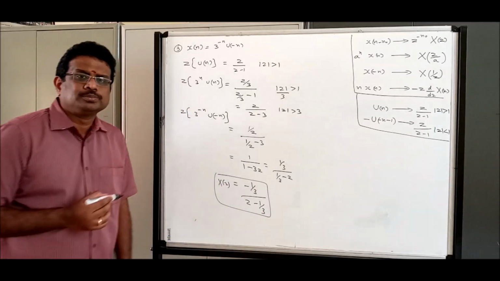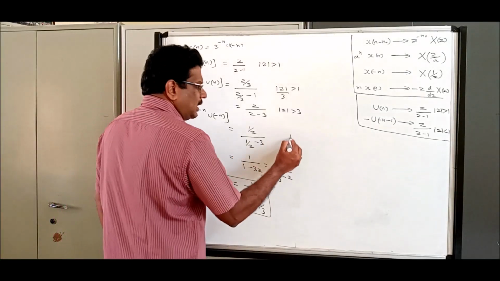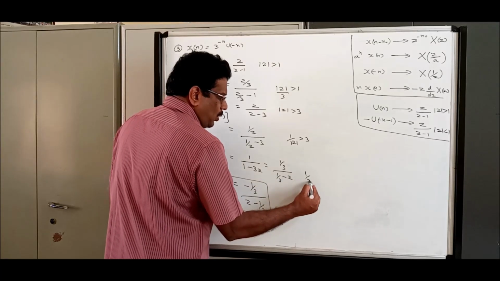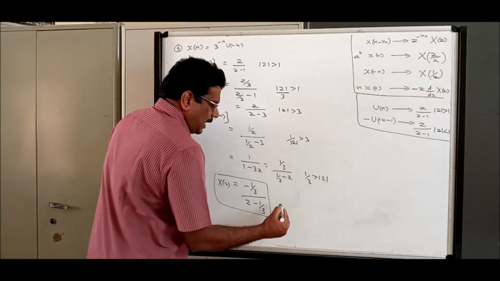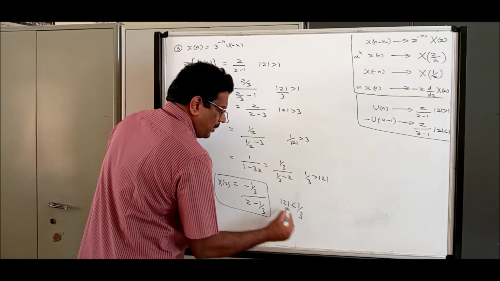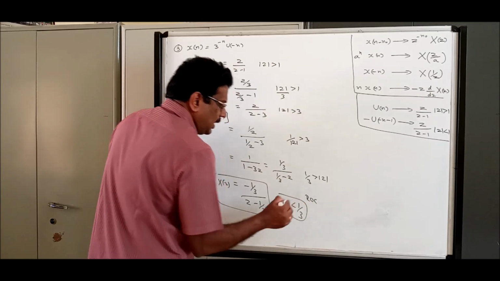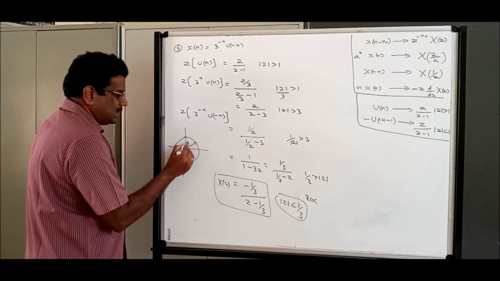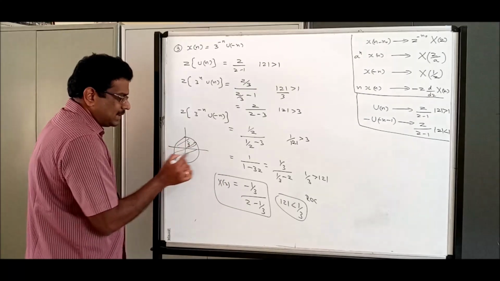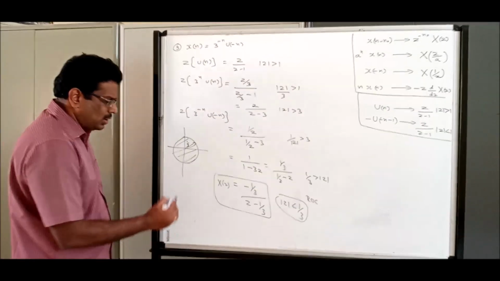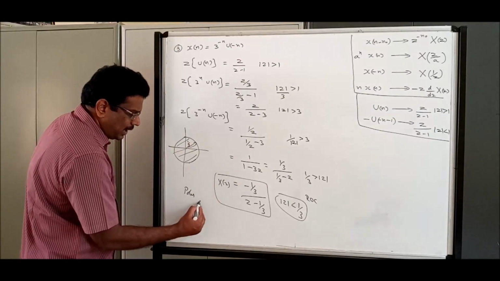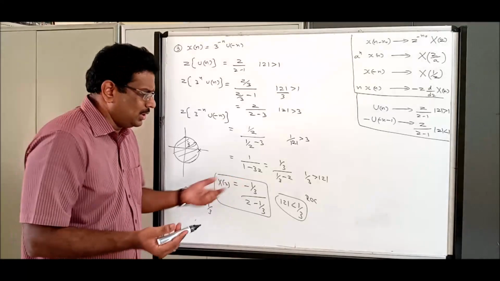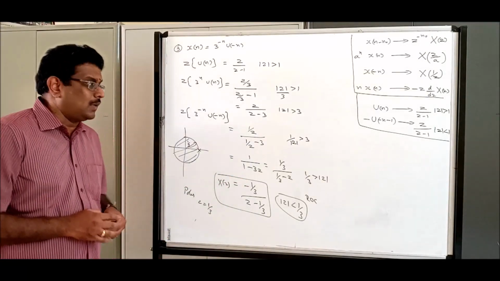Please remember. Now, what about the ROC? 1 by mod z greater than 3. Just cross multiply. I can say 1 by 3 is greater than mod z. I can shuffle: mod z is less than 1 by 3. See, we got the ROC. ROC is inside, which means draw the circle whose radius is 1 by 3. If you want, you can do poles and zeros. What are the poles? Equate the denominator to 0, the answer will be 1 by 3. There is no zero because you can't equate this to 0. So this is the way we have to solve the problem.